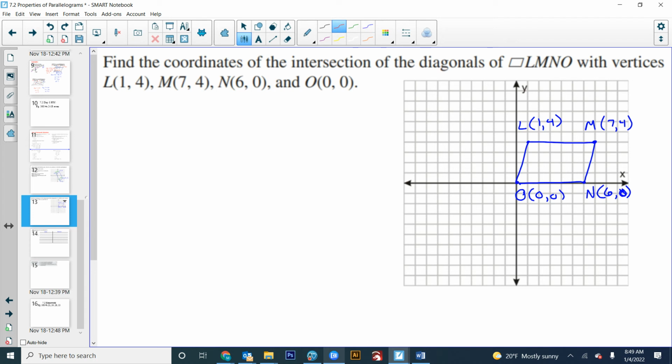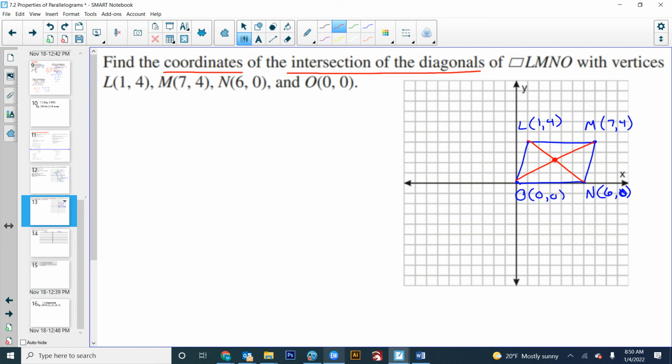All right, let's read the directions again. Find the coordinates of the intersection of the diagonals. Well, it makes sense to draw on the diagonals, doesn't it? Let's draw on the diagonals. So do you see how it's asking us for the coordinates of the intersection of the diagonals? In other words, find the point where they cross, right? Find the point where they cross.